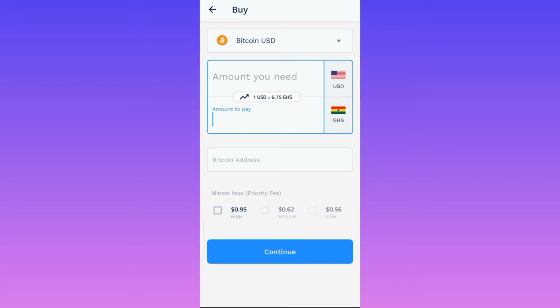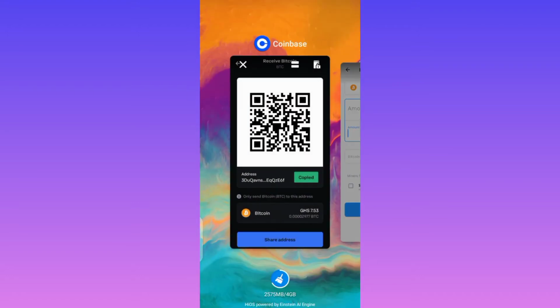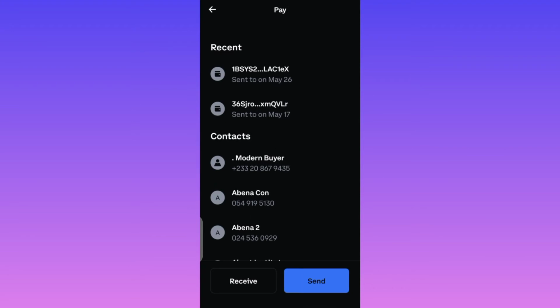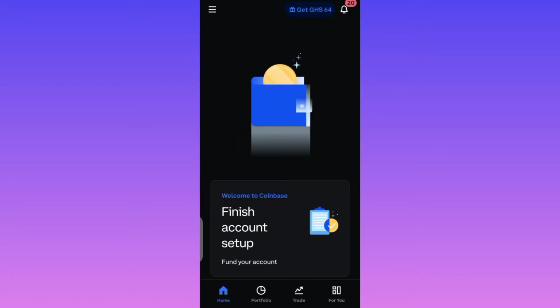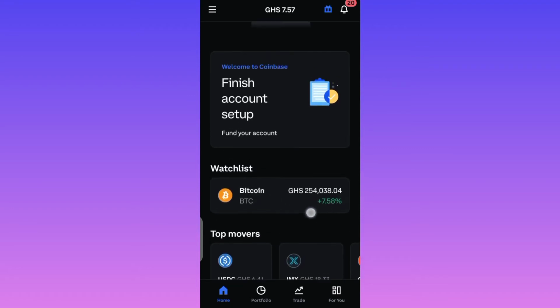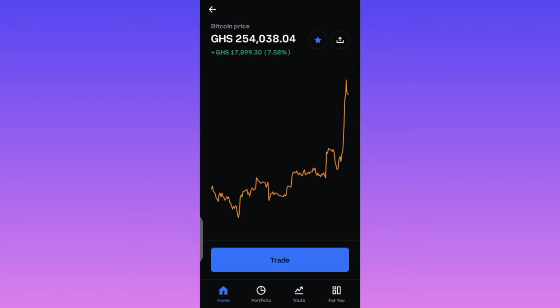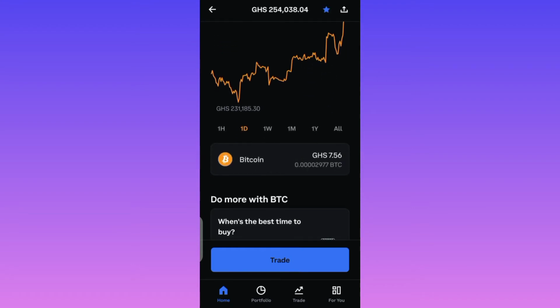So what you need to do is to go back to your Coinbase wallet to see if you've received your Bitcoin. It's not difficult at all. Remember, we are still in the buying process. If you receive your Bitcoin, it will show up right here. So let's say I clicked on Bitcoin here. If I were to buy the 300 cedis, it will show up over here, and that will be it.